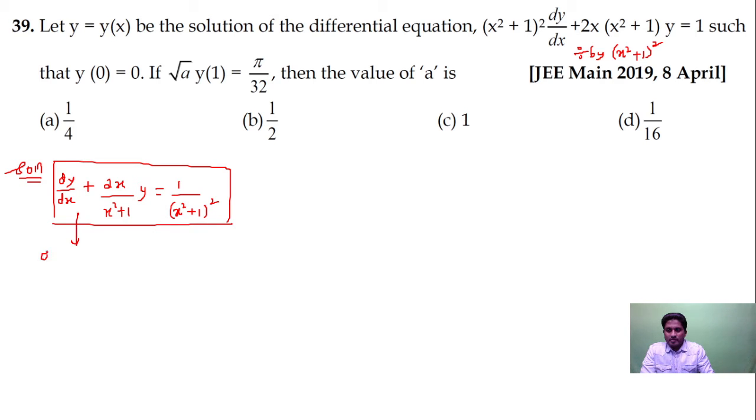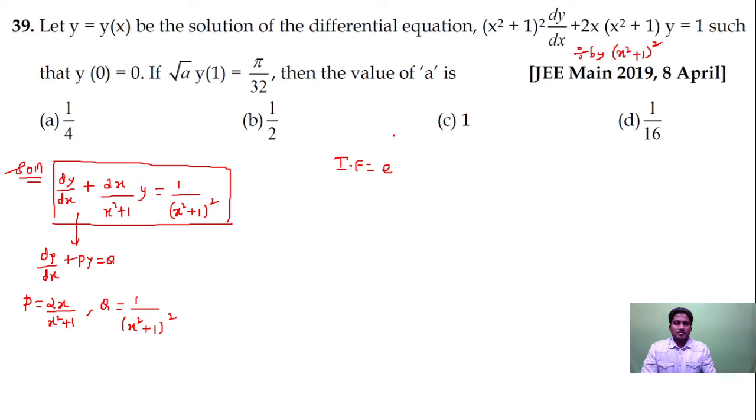dy/dx plus Py is equal to Q. So P is equal to 2x upon x² + 1, and Q is equal to 1 upon (x² + 1) the whole square. Now integrating factor is equal to e power integral P dx. So this is equal to e power integration of 2x upon x² + 1 dx. You differentiate the denominator, you get the numerator.